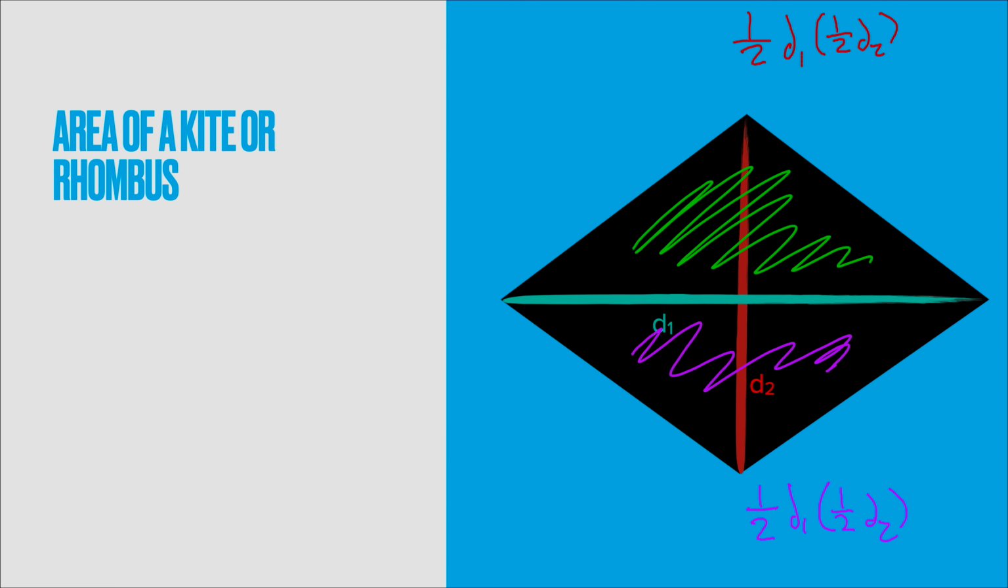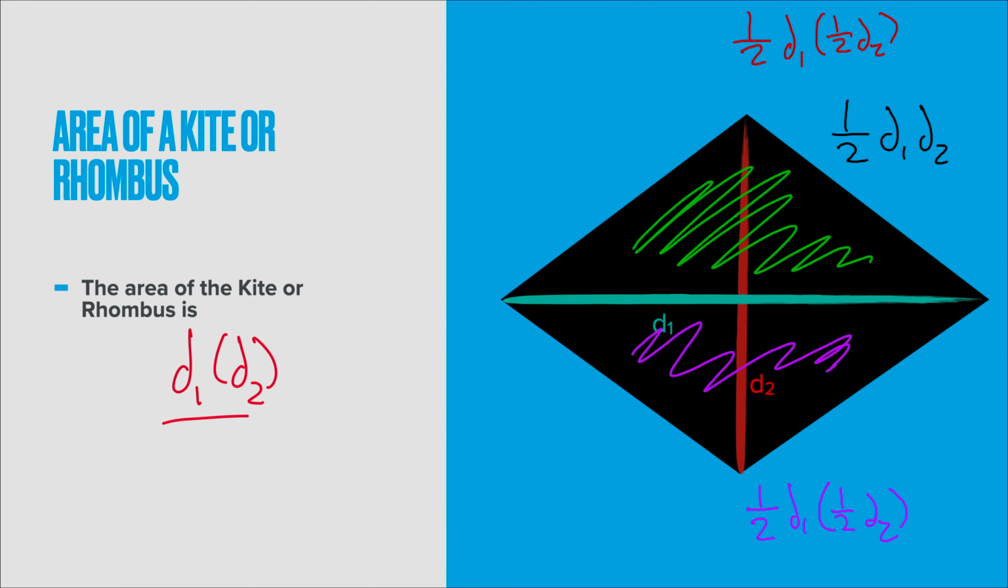Now if we added those together, we end up getting a whole diagonal 1 times half of the diagonal. But we would never write it that way with the half in the middle. We would get 1/2 of d1 times d2, which leads us to me officially writing it right over here. The area of a kite or rhombus is d1 times d2 divided by 2.